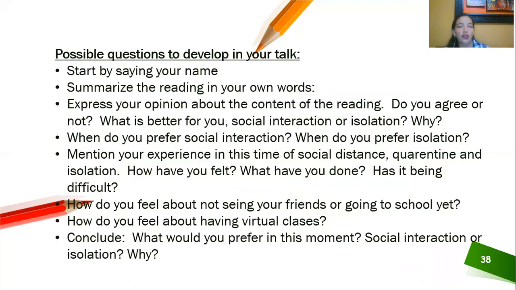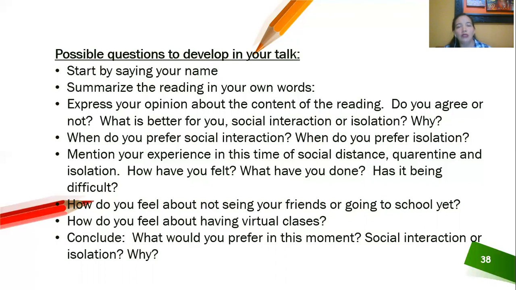First, start by saying your name. Summarize the reading in your own words, express your opinion about the content of the reading. Do you agree or not? What is better for you, social interaction or isolation, and why? When do you prefer social interaction? When do you prefer isolation?